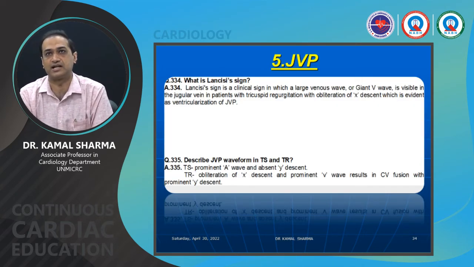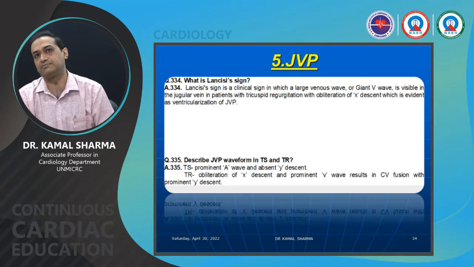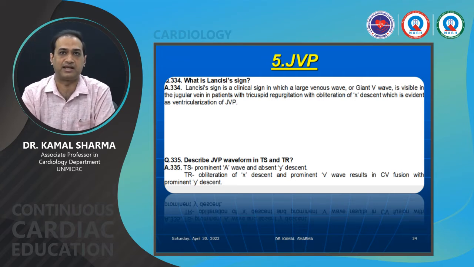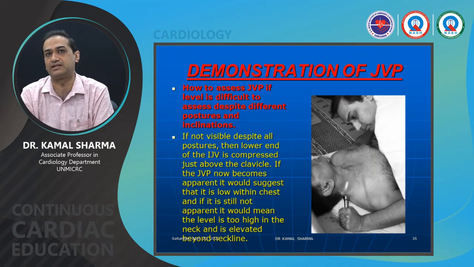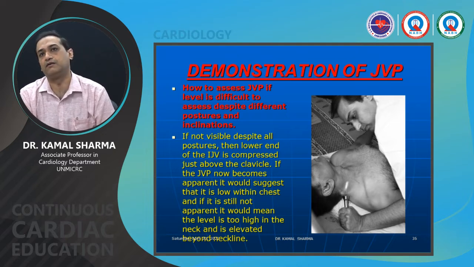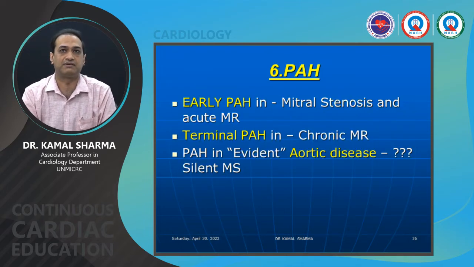Lancisi's sign, which is a large venous giant V wave, is often visible in patients with TR. The JVP pattern in TS is classically prominent A wave, and in TR an absent X descent with obliteration of X and prominent V wave fusion, called prominent Y descent. This is how we look at the JVP. You flash the light across the skin of the neck of the patient and lean across the chest to look at the JVP.